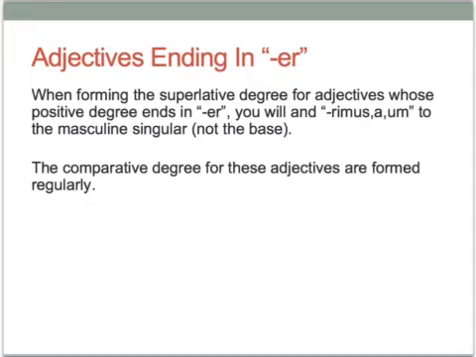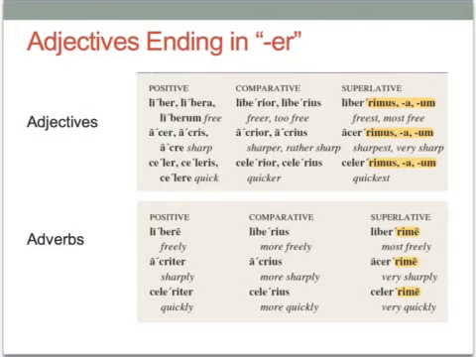The comparative degree for these adjectives is formed regularly. Here are some examples. So notice here for the positive that liber ends in -er, acer ends in -er, and celer ends in -er. It does not matter that liber is first, second, -a, -um, or that acer and celer are third with -ris and -re. Notice that their comparatives are regular, so you don't have to do anything. So what changes is instead of adding -issimus, you're just going to add -rimus. So it's liberrimus, -a, -um, acerrimus, -a, -um, celerrimus, -a, -um.